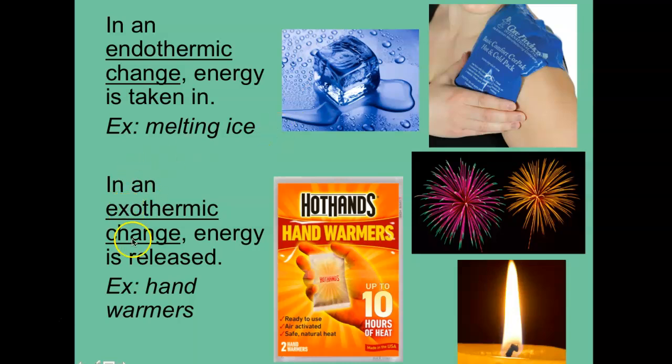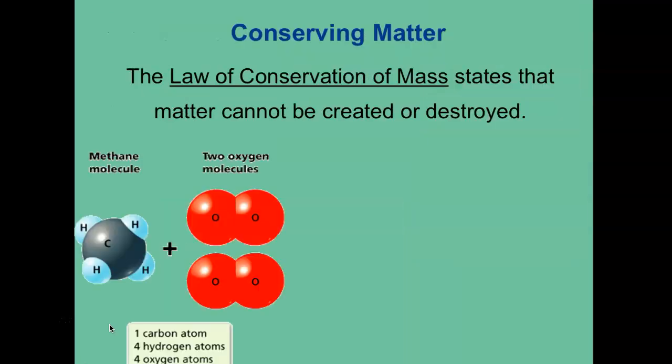And then exothermic change. So an exothermic change is going to be where heat is released. It feels hot to the touch. If you've ever used these hand warmers, it's a similar process to the cold packs. It just contains different chemicals. So when you mix these hot hands, these hand warmers up, then they will give off heat. It feels warmer. Another example is fireworks, and then also candles. So when you light a candle, it gives off heat. Same thing with a campfire. As you're burning wood, it releases heat.